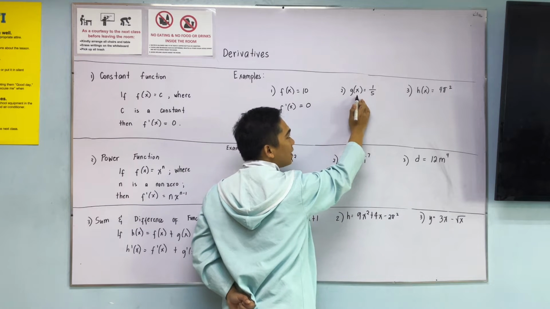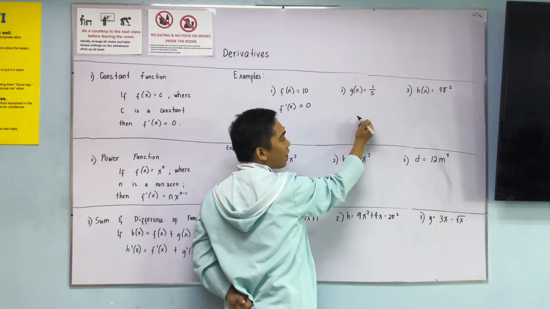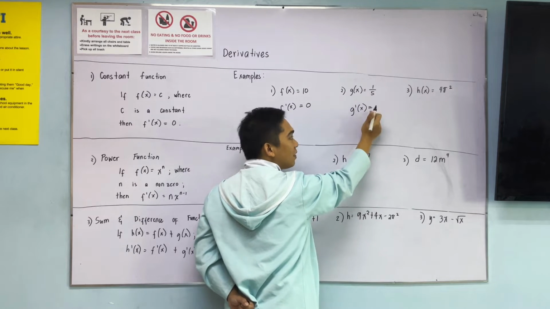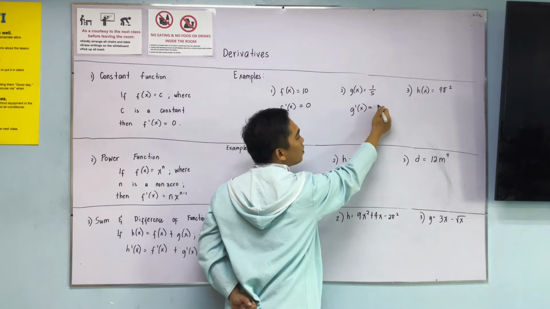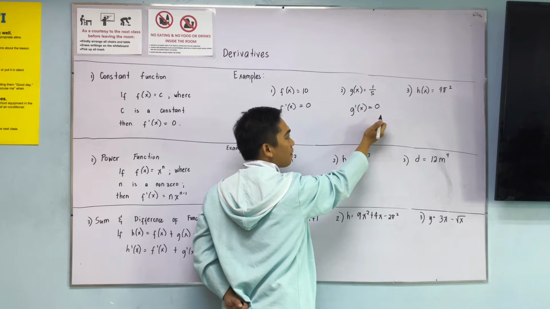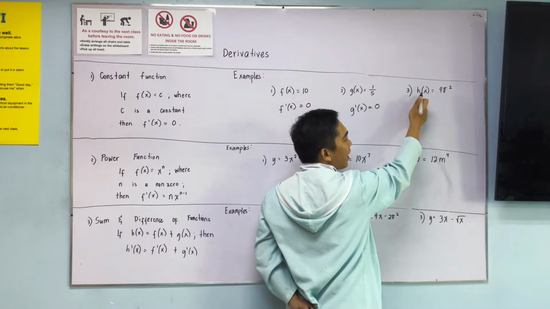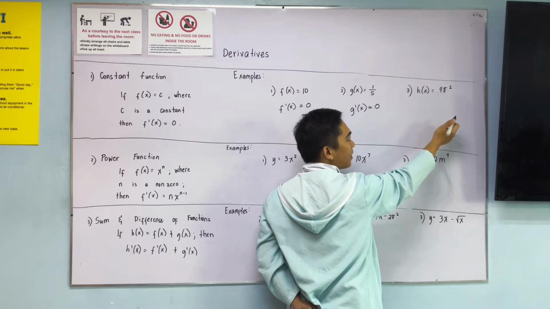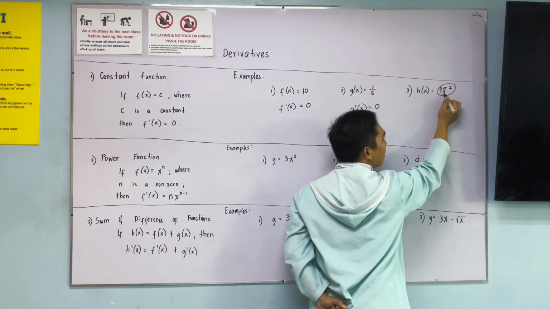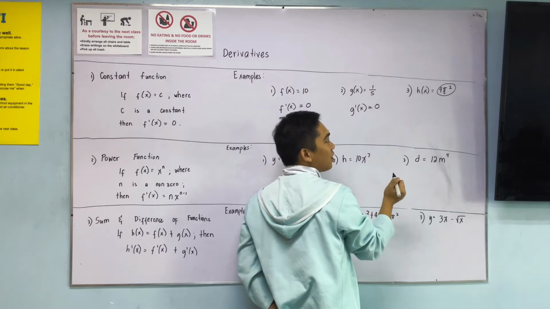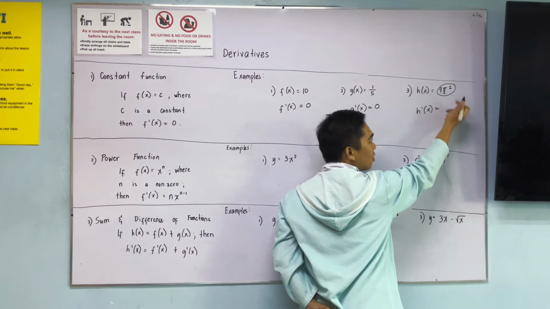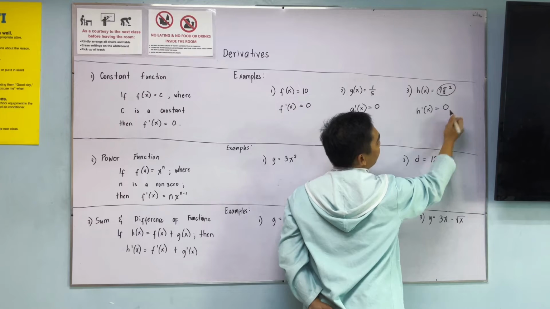Second example, g of x is equal to 1 over 5. Getting its derivative, this is equal to 0, because 1/5 is also a constant. Last example, h of x is equal to 4 pi squared. In 4 pi squared, we know that pi is a constant. So, the derivative of that function is also equal to 0.